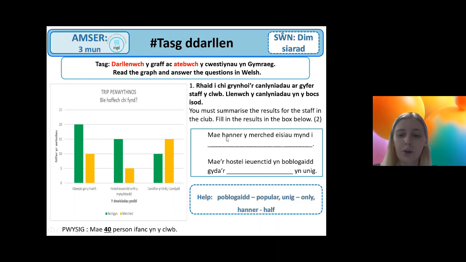So the first statement you have, mae hanner y merched eisiau mynd i. So hanner is half, and we've had merched earlier, half of the girls want to go to. So you need to look for half of the girls out of the total number of girls, and also where on the graph in Welsh would they go to, and you need to choose where they would like to go. And remember, we always need to write in Welsh.